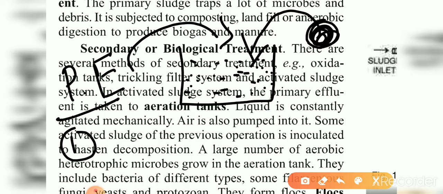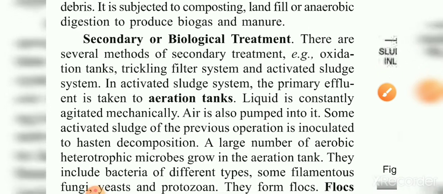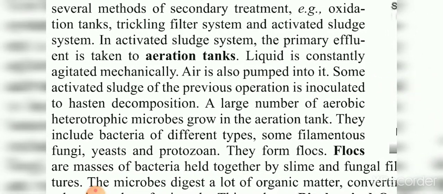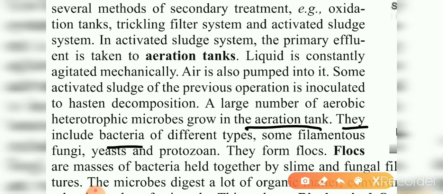Now what happened further? There are a large number of aerobic heterotrophic microbes present in the aeration tank now. As we added activated sludge into it, the number of aerobic microorganisms increased a lot. Now what will these do? Which microorganisms are these? There are different types of bacteria. There are some filamentous algae also, yeast also, and protozoa also. They form flock. All these microorganisms join together and form flocs.